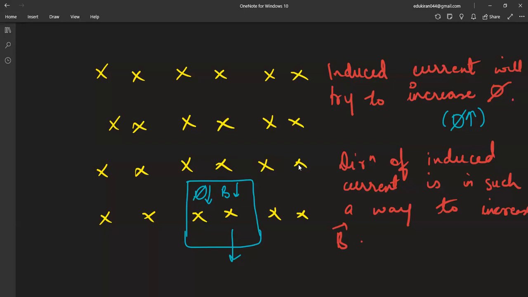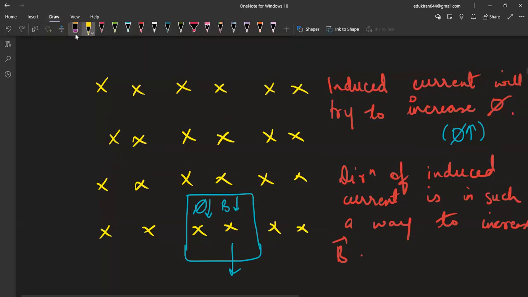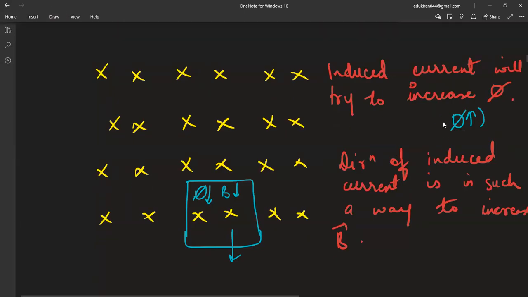Now, direction of induced magnetic field I want to discuss with you. Current you will be able to tell. You will be able to mention what is the direction of induced magnetic field. See, if the aim is to increase the flux, for increasing the flux, you have to increase the magnetic field.